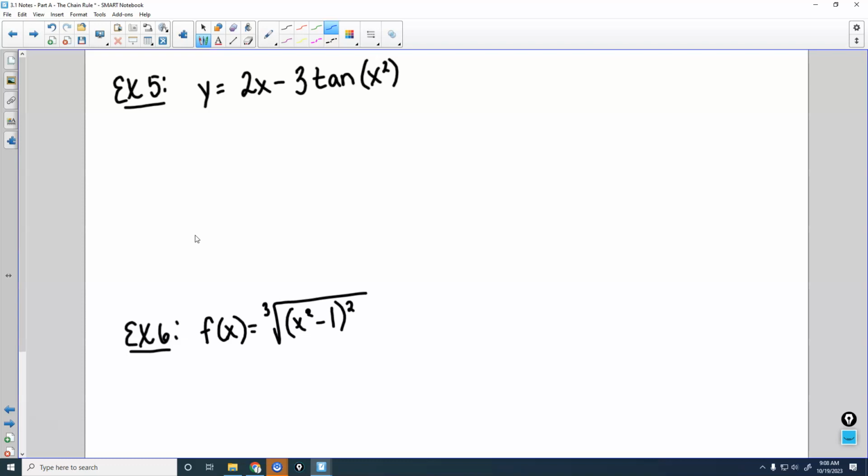All right, so I got y equals 2x minus 3 times tangent of x squared. Now, for this, I need to know outside function and inside function.